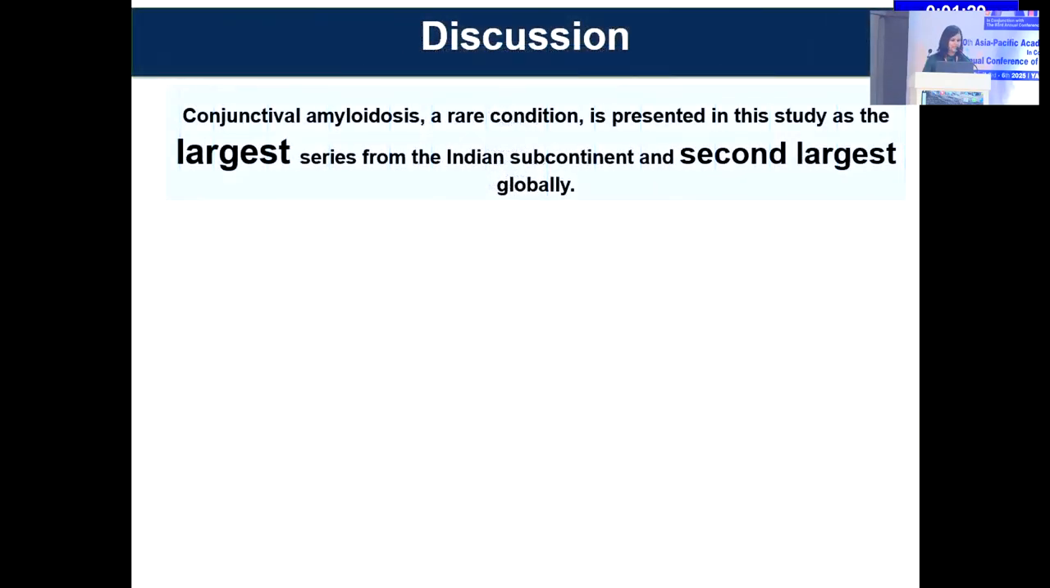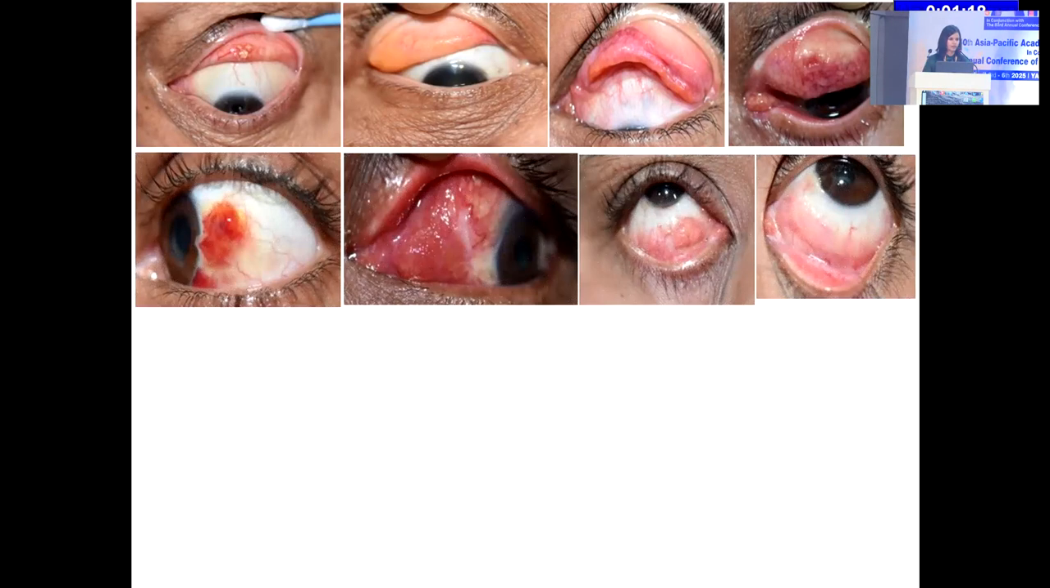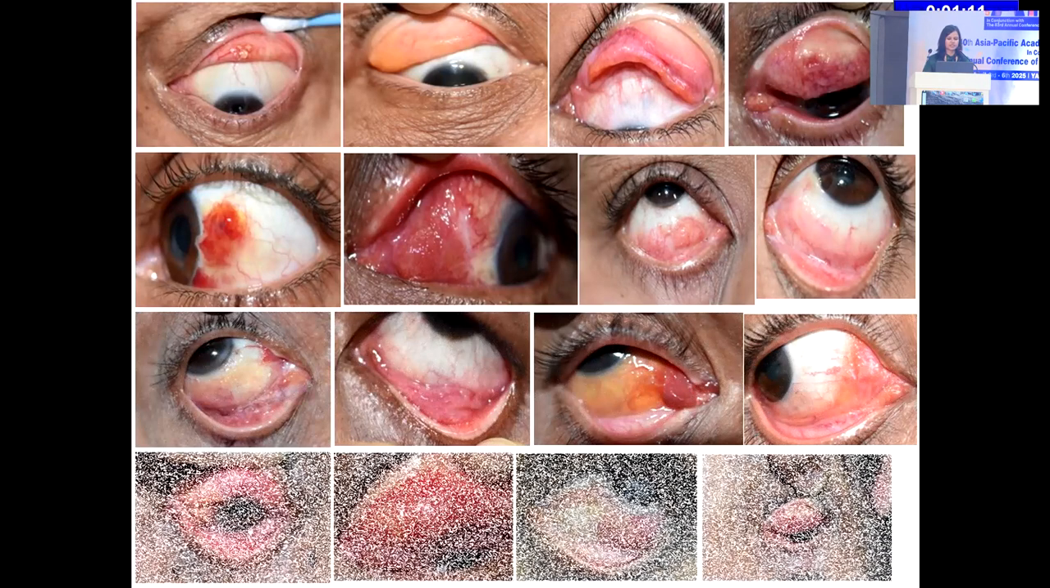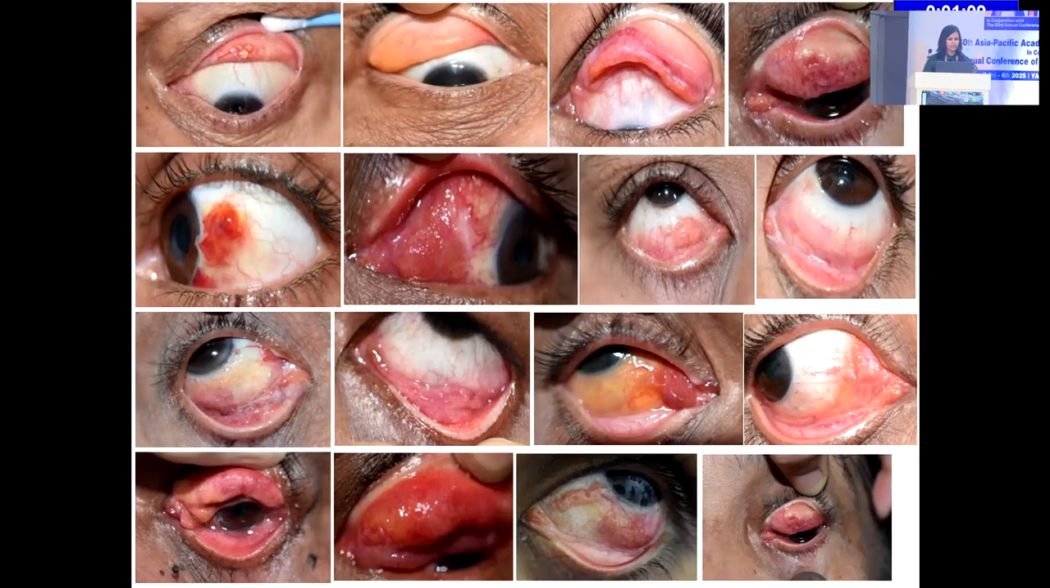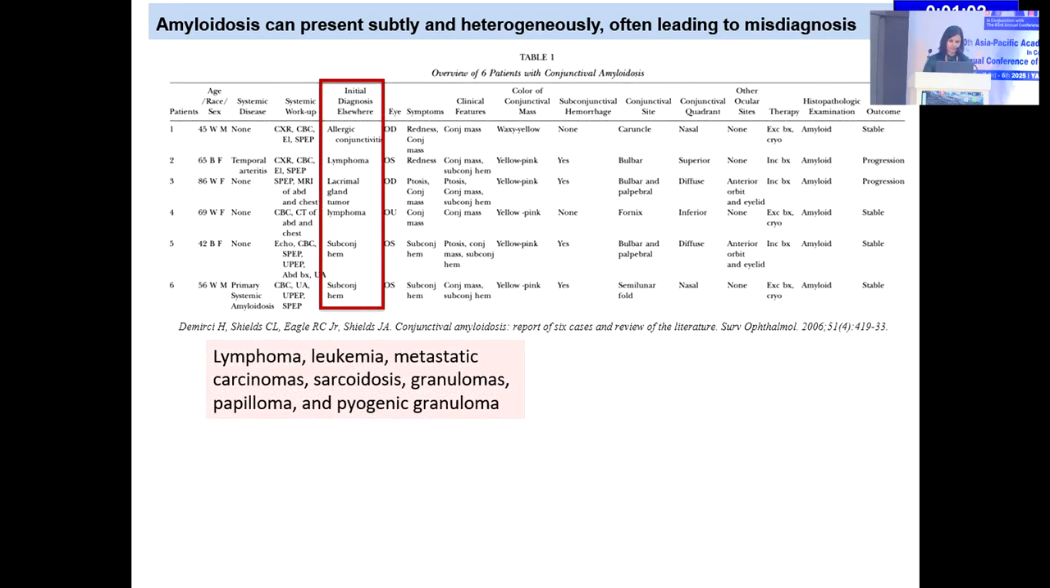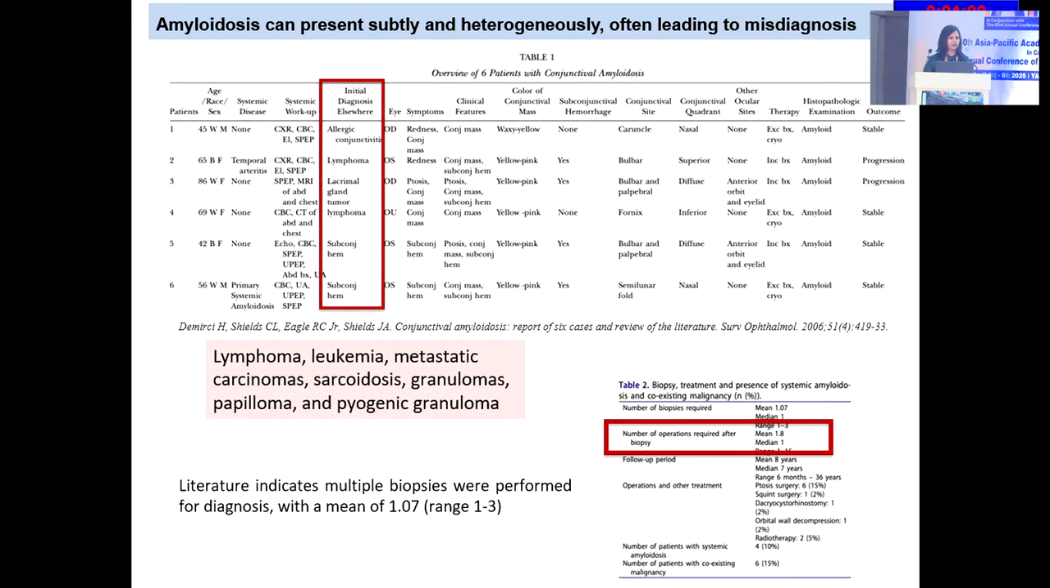This is the largest series from the Indian subcontinent, the second largest globally. What I would like to highlight here is, even if we have a very subtle mass, like a concretion-looking mass in the upper tarsal conjunctiva, or a bulbar lesion obscured by a subconjunctival hemorrhage, maybe looking like an OSSN, maybe looking like a lymphoma, fornicial lesions, caruncular lesions, if we clearly look at the clinical pointers and some pointers from the history, we can actually clinch the diagnosis, because it is very frequently misdiagnosed, and hence the rate of biopsy that has to be done in these cases is also higher.